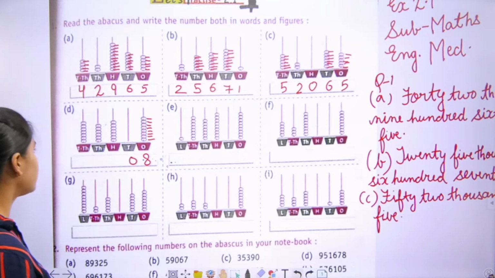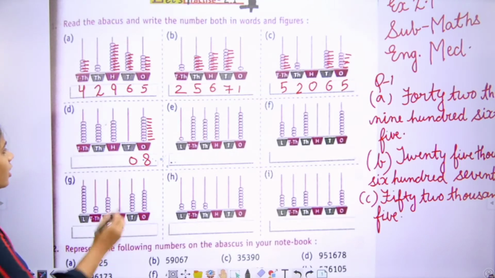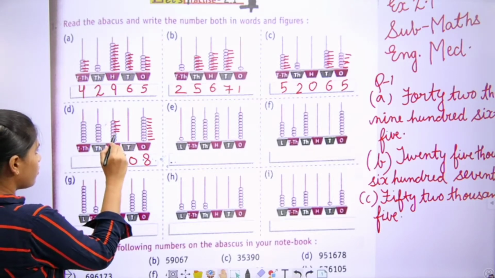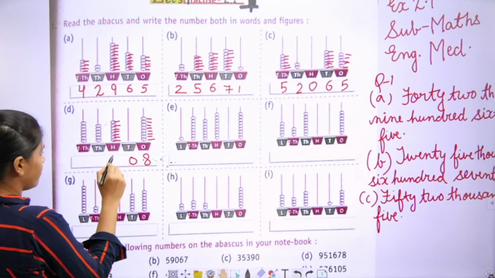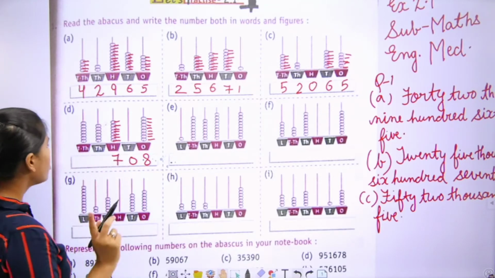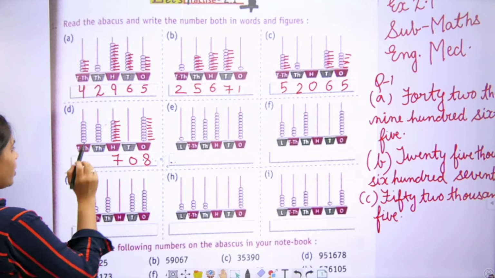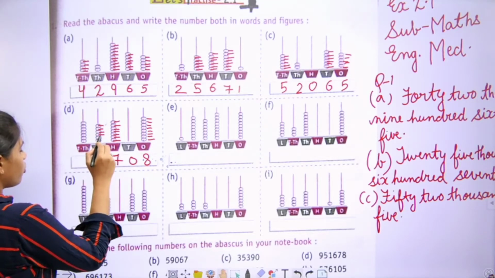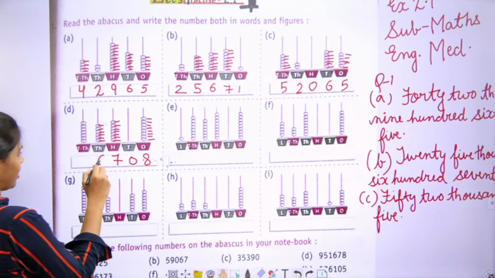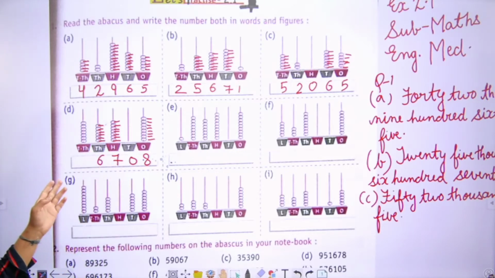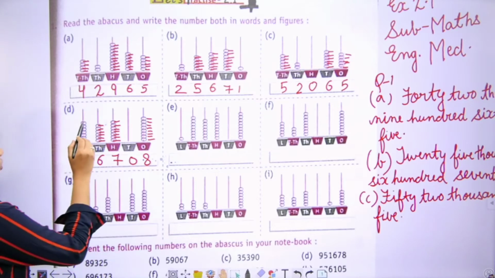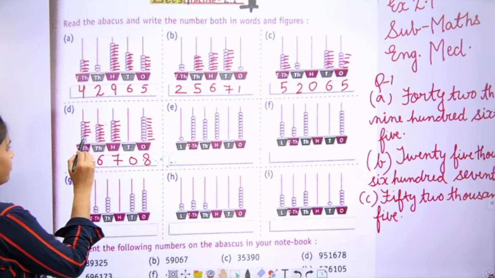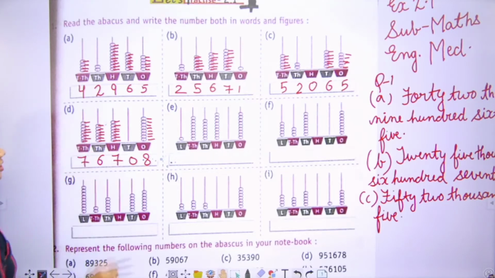Okay. In 100 side, how many beads are there? 1, 2, 3, 4, 5, 6, 7. We will write here 7. Move to the 1000 side. How many beads are there? 1, 2, 3, 4, 5, 6. We will write here 6. Now move towards the 10,000. 1, 2, 3, 4, 5, 6, 7. We will write here 7.